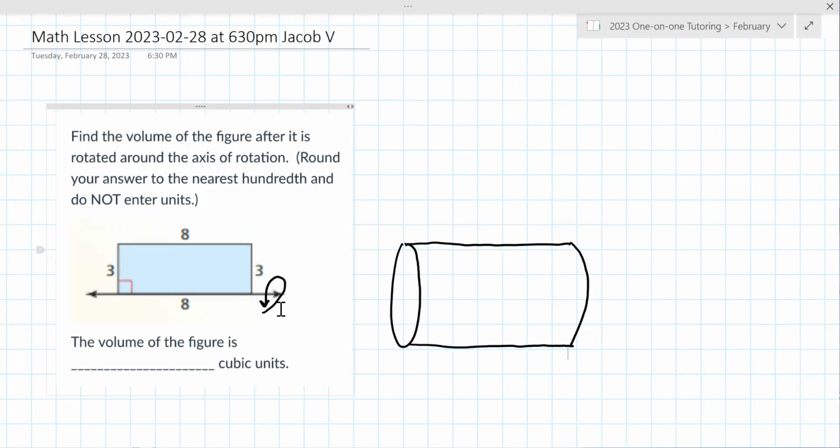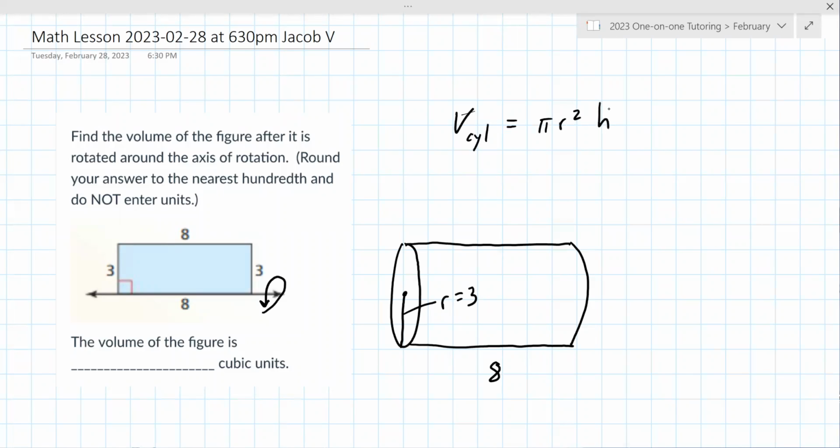Okay. So the dimensions that matter here: the radius is 3. The radius is whatever this dimension is here. Now the height, even though it's on its side, is the 8. So the volume of a cylinder is pi r squared h. You want to calculate that for us, and I'll do the same. We'll see what we come up with.